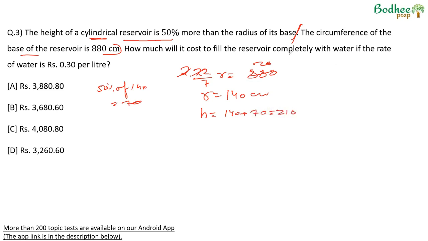How much will it cost to fill the reservoir completely with water if the rate is 0.3 per liter? So the volume of the reservoir will be pi r square into h, in cubic centimeter. If we solve this, we'll get 22 by 7 into 140 into 140 into 210. 22 into 2 is 44. 44 into 2 will be 88. 88 into 7, 616.